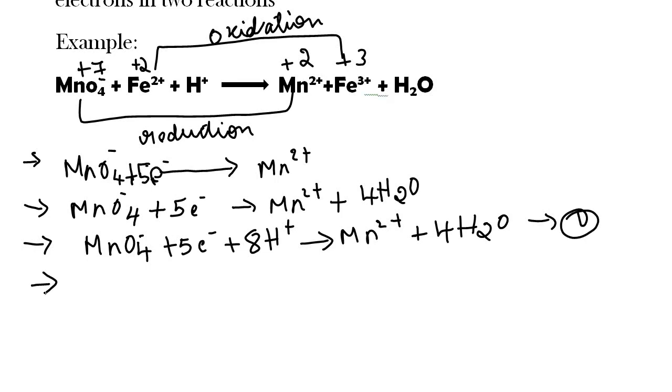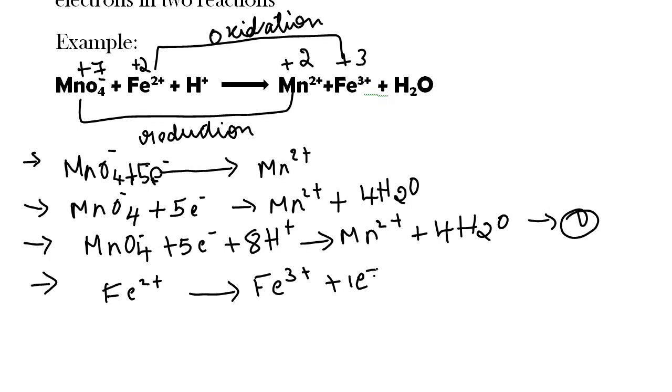Now this is the reduction equation we have already written. We shall also write the oxidation equation. That is Fe2 plus gives rise to Fe3 plus. So there is only 1 electron. We shall write 1e minus.